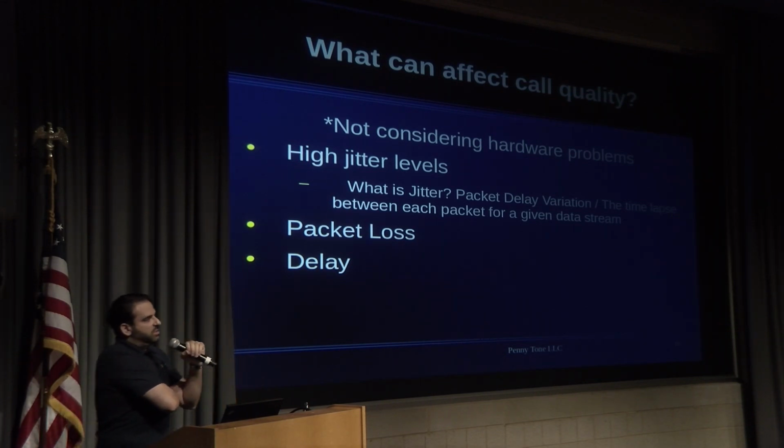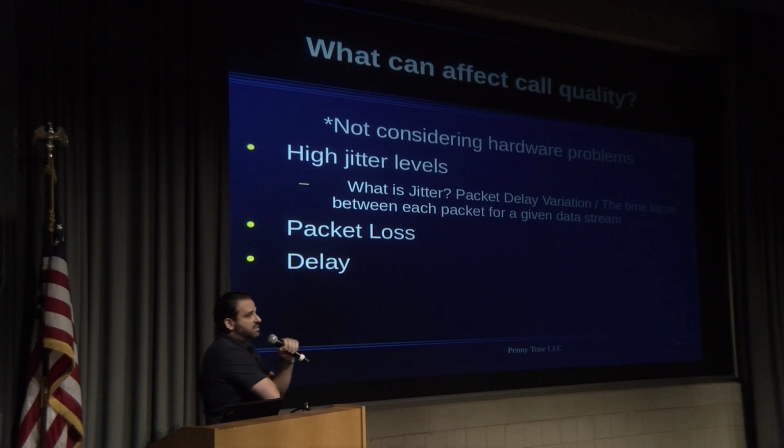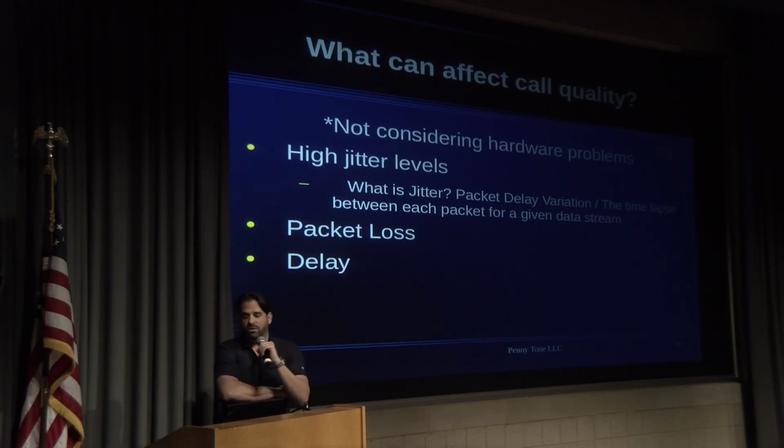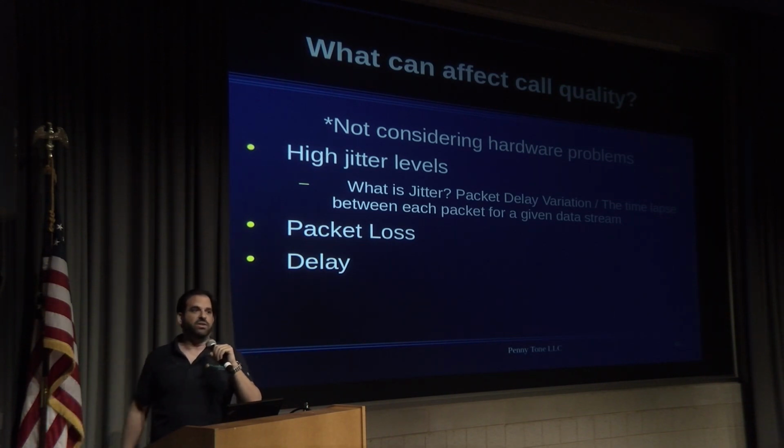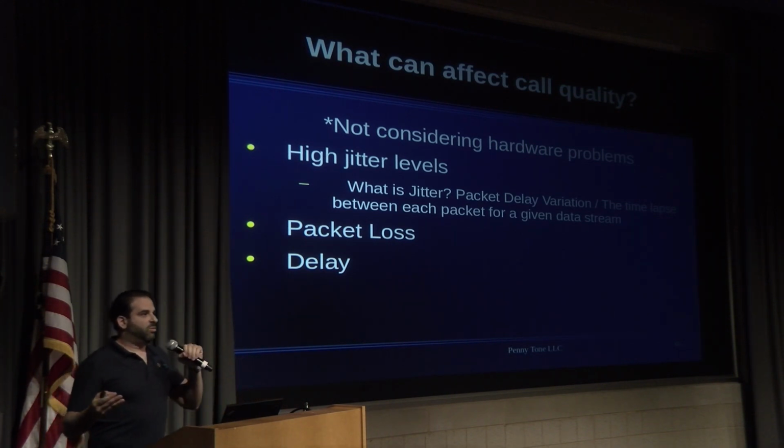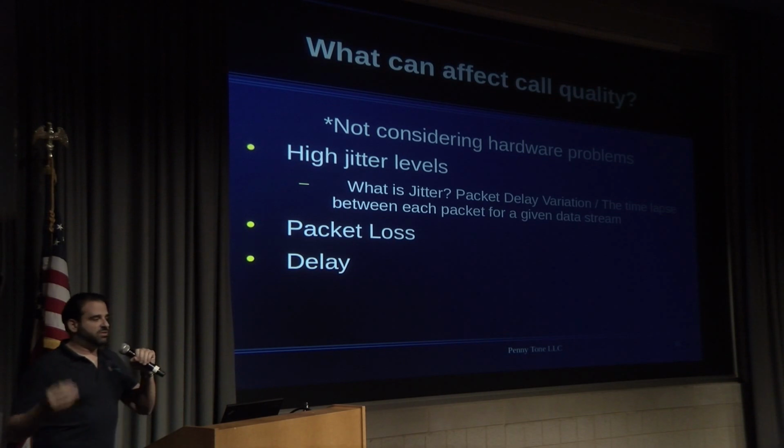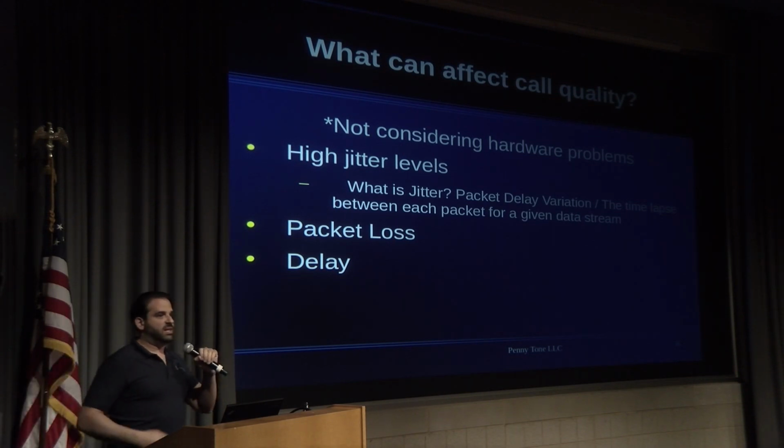So for acceptable jitter levels, we found 50 milliseconds is really the limit. You don't want to go higher than that. Once you start going higher than that, you're increasing your overall delay, and you've already exceeded what your jitter buffer is capable of. So let's try to keep jitter levels under 50 milliseconds.